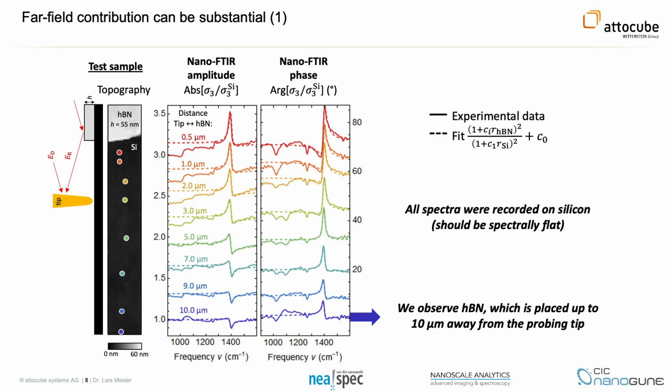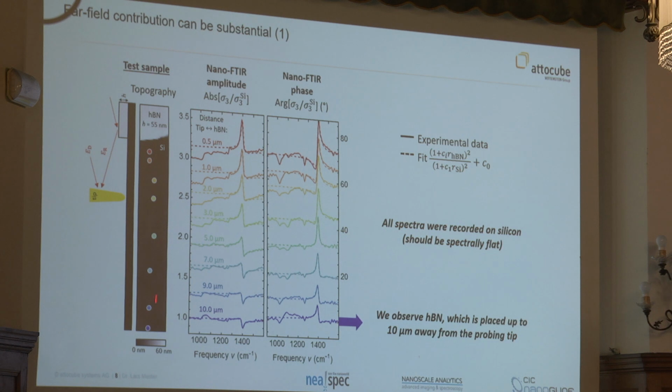So Vladimir was questioning if this is an effect that we can measure. So we've made here an experiment. We're measuring at these dots. It's measured on silicon and normalized to silicon. So we would expect a signal of 1.